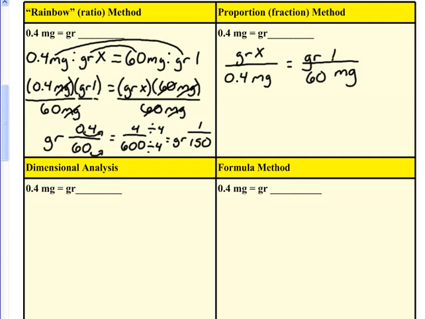We now can perform cross multiplication in order to solve for our X. We will multiply grain X times 60 milligrams, and we will set this equal to 0.4 milligrams times grain 1. In order to get our x by itself, we must divide by 60 milligrams on both sides of the equal sign.